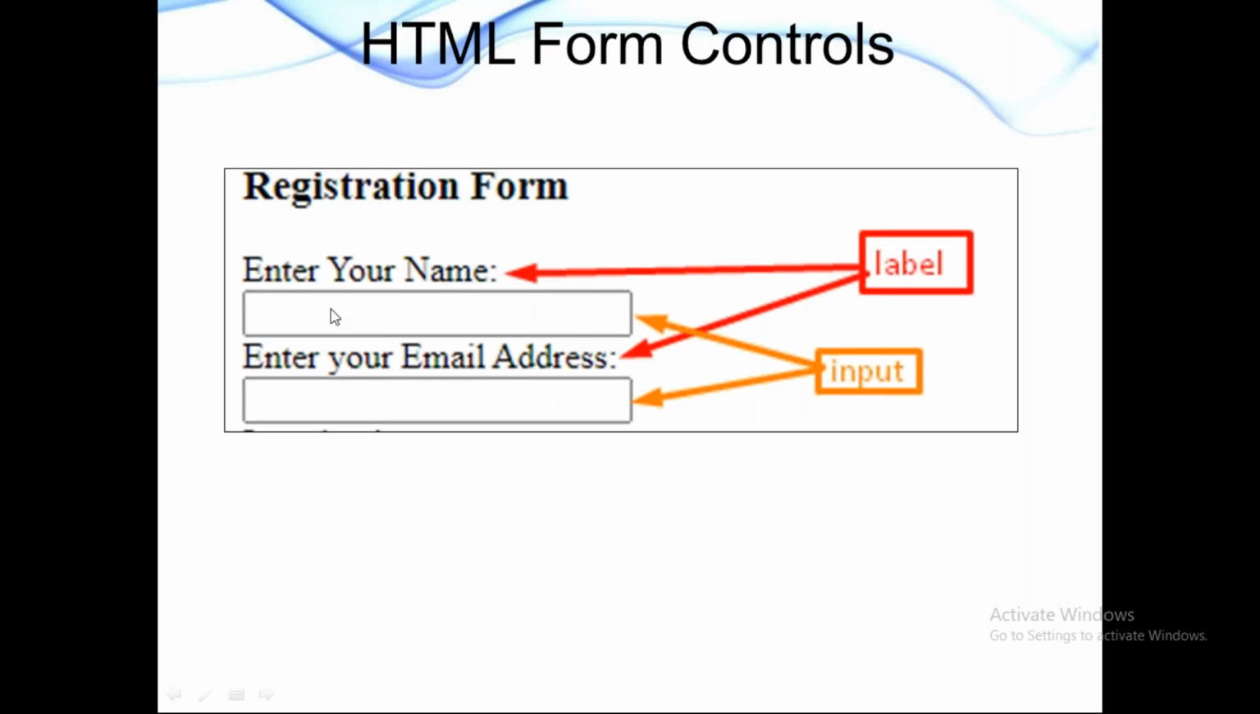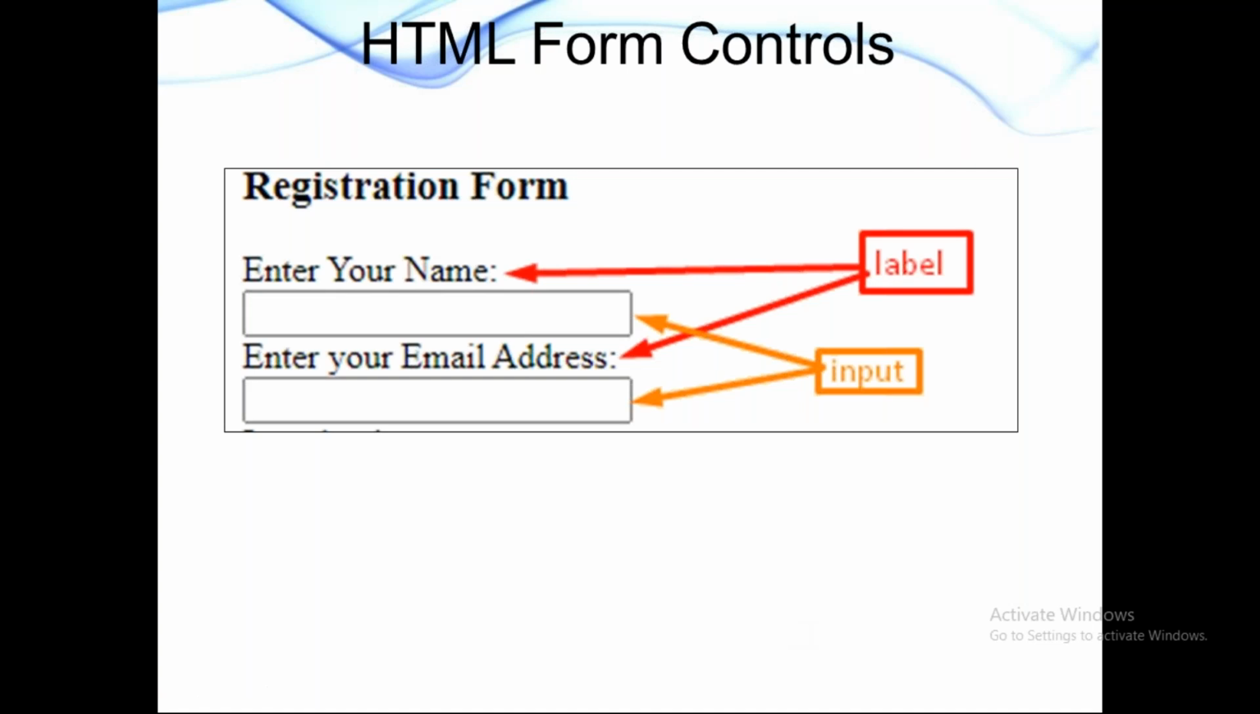Because without this label, if I just add 10 text boxes, you won't know what to enter where. So a text box will always be accompanied by a label, right? The input labels and text boxes are all called form controls. So the form is a container which holds all these controls together.